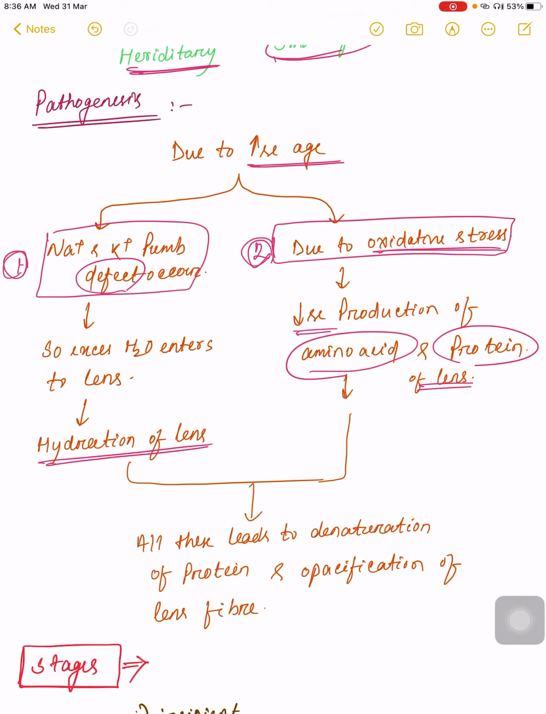Lens is made up of protein, so due to oxidative stress, the lens is defective. So what happens? We are not able to see properly. So this hydration of the lens and the decreased production of amino acids and protein of the lens, these two factors influence denaturation of the proteins and opacification of the lens fiber. This is the pathogenesis behind it.